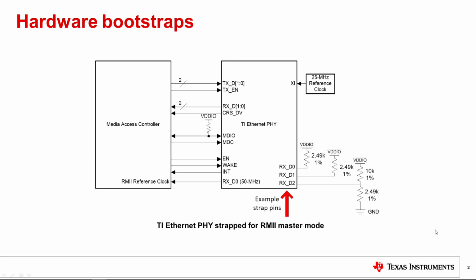Hardware bootstraps are a mechanism of configuring integrated circuits through hardware rather than or in conjunction with firmware. Critical functions that can either affect form or function of the PHY, such as MAC interface, auto-negotiation, and data rate, are often offered as bootstrap configurable to prevent unknown device states or damage to the device. Here you see an example strap configuration to set a TI PHY in RMII master mode. The different bootstrap configurations and operating modes will be discussed in more detail throughout this video.